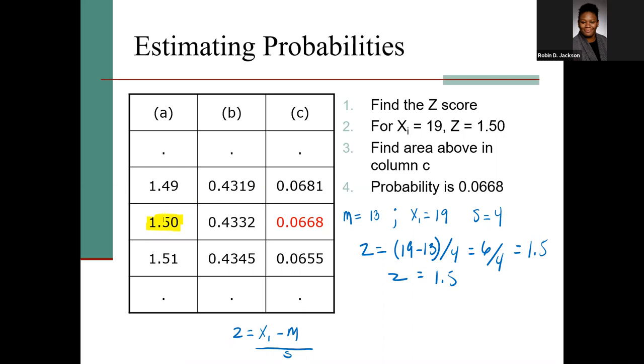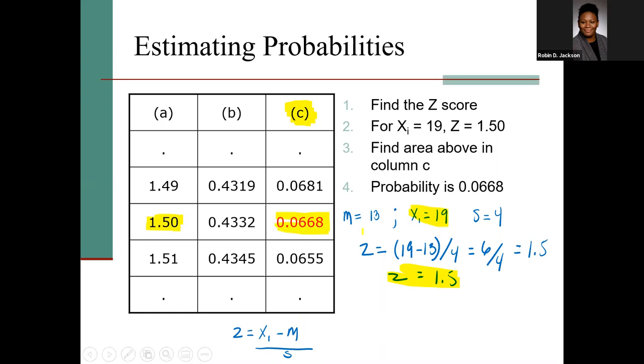And we know that Z-score is what we get when we take that 19, because that's what we converted. We converted it into this Z-score of 1.5. So we come over to the table, we look at the 1.50, and we want to know the area above. Remember, column C tells us the area beyond the Z-score, and in this case, that's what we're looking for.